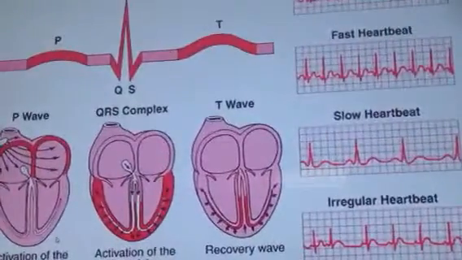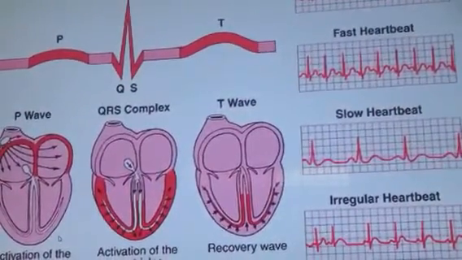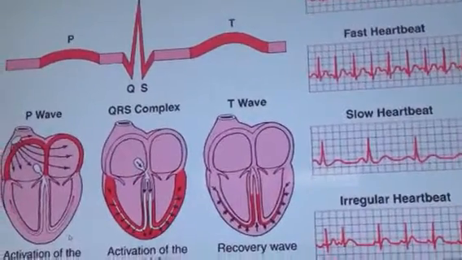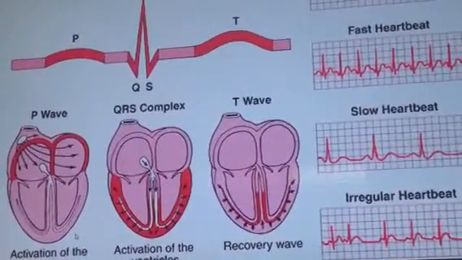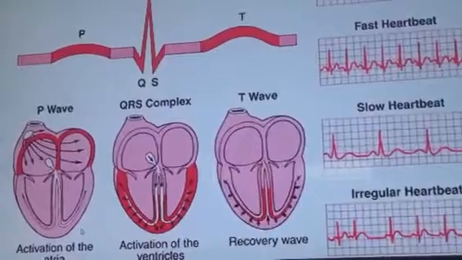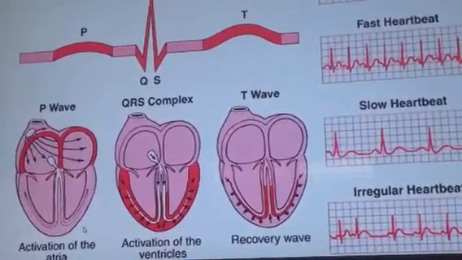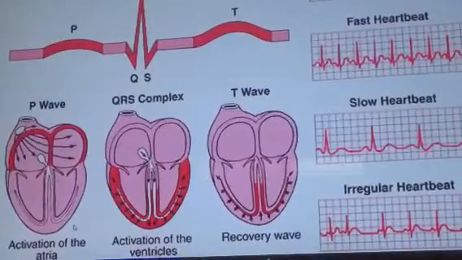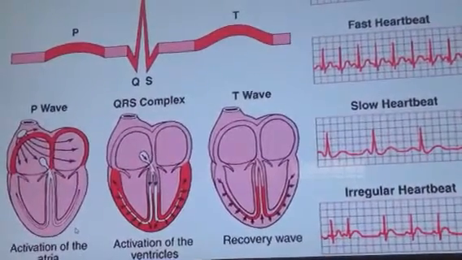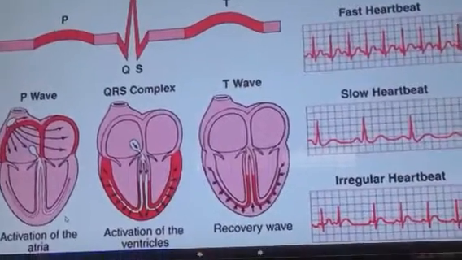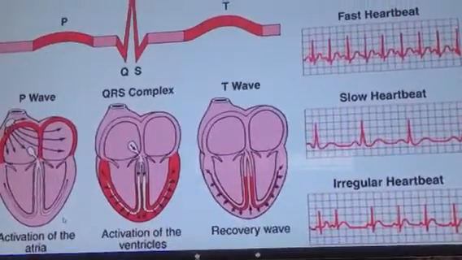In this image, we can see all the parts of the electrocardiography. First of all, we have the P wave, that is the activation of the atrium, I mean the contraction of the atrium. Another is the QRS complex that coincides with the activation of the ventricle. The T wave is the recovery wave or repolarization.